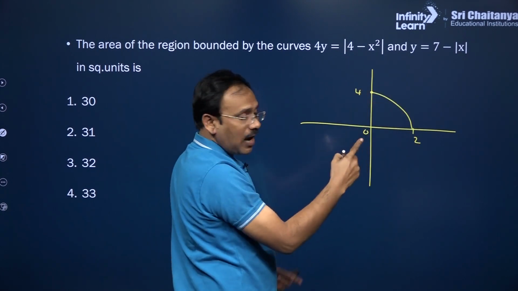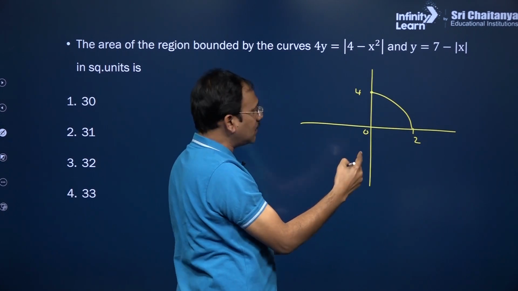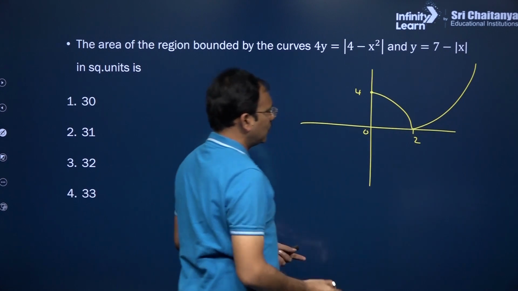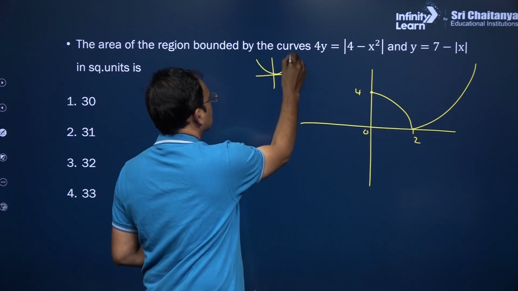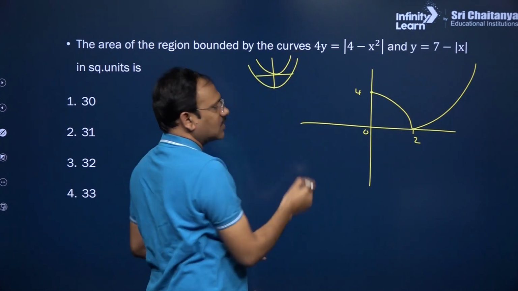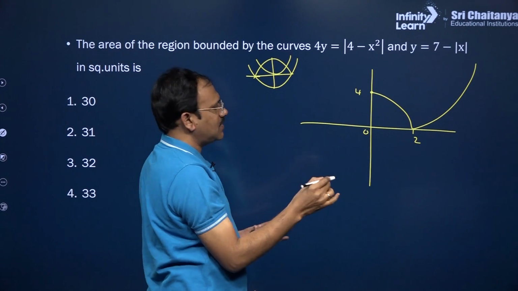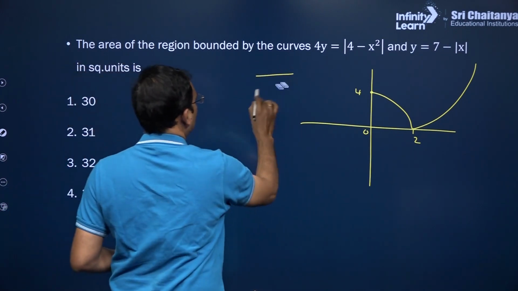In fact, after x is equal to 2, 4 minus x square is negative. So x square minus 4 it becomes, it goes like this. You know, actual x square minus 4, it is very easy. This is x square minus 4, it comes like this. Modulus means negative parts go up. Those are the three simple points to draw this particular curve. So my dear friends, I think you got my point.